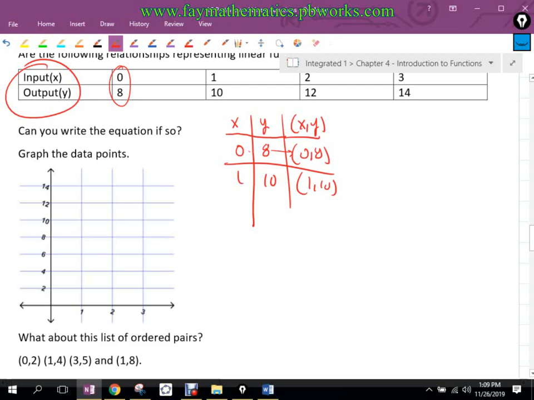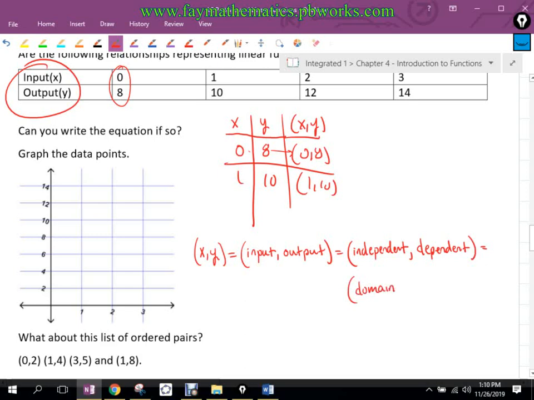Something I think that's beneficial for you guys to write down here is that your X comma Y is exactly the same thing as an input, comma, output, which is exactly the same thing as your independent variable, comma, the dependent variable, which is exactly the same thing as domain, comma, range.